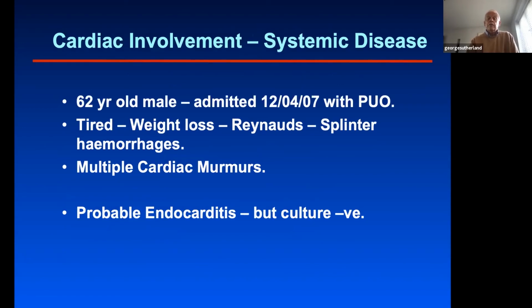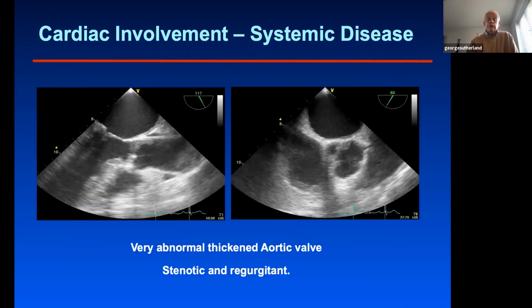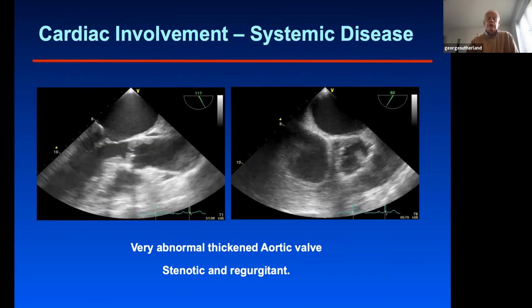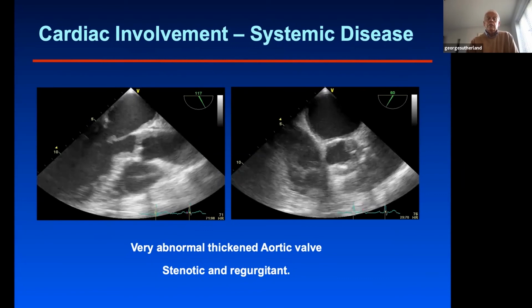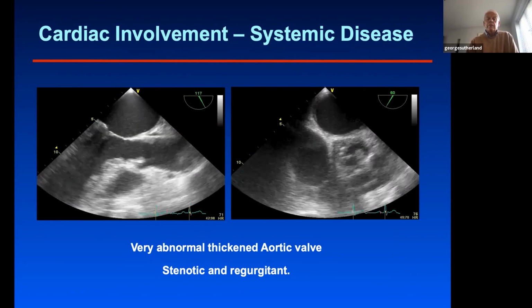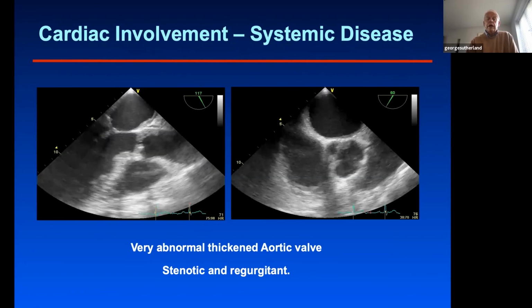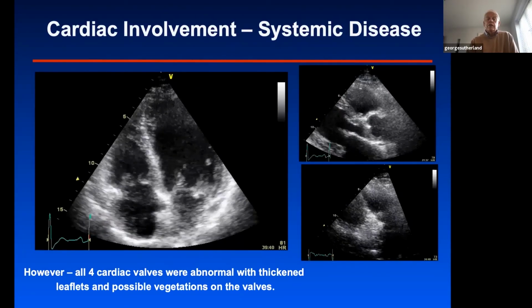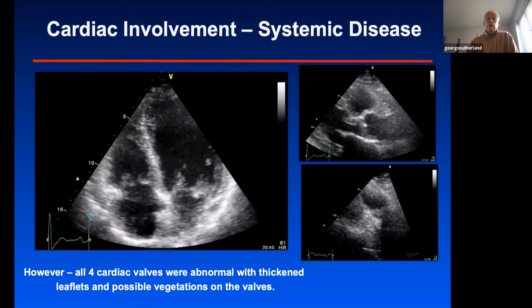A 62-year-old male was admitted with pyrexia of unknown origin, weight loss and Raynaud's, multiple cardiac murmurs, possible endocarditis, but culture negative. And this is his image, a very thickened aortic valve, stenotic and severely regurgitant. But if you notice, there is also a mass lesion on the aortic valve. If you look at his other valves, his mitral valve is thickened and very abnormal.